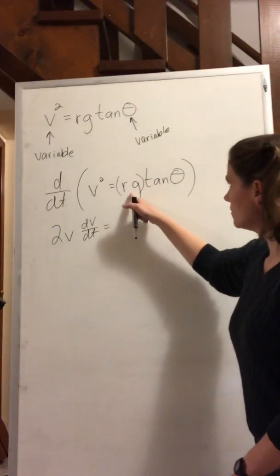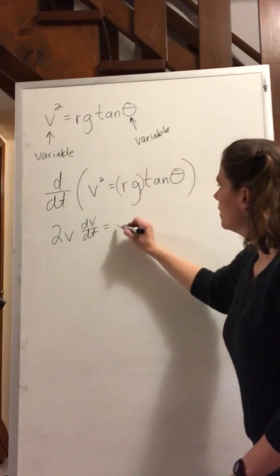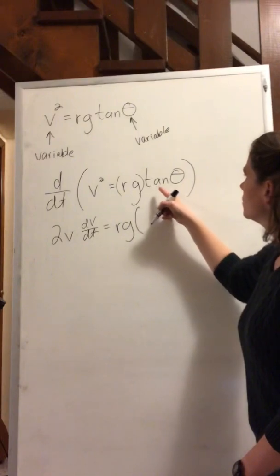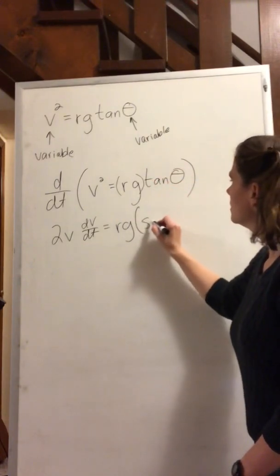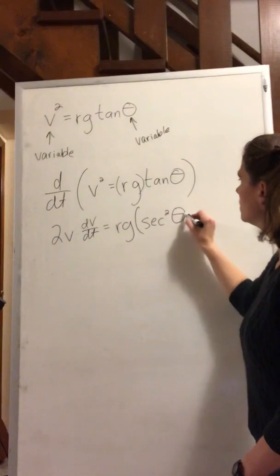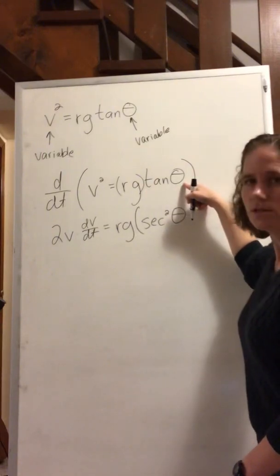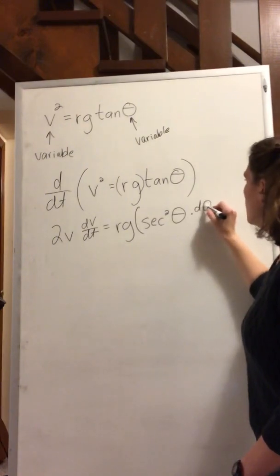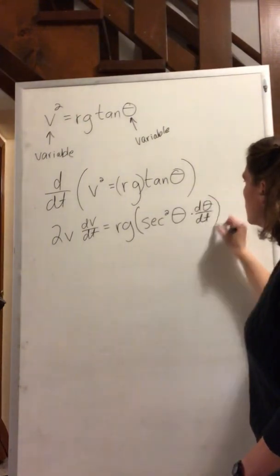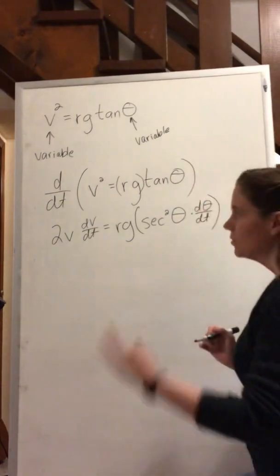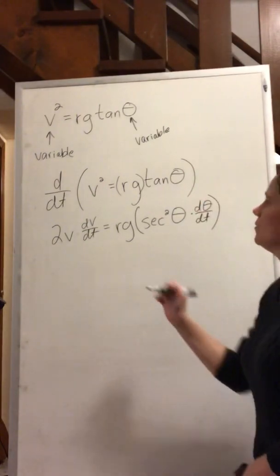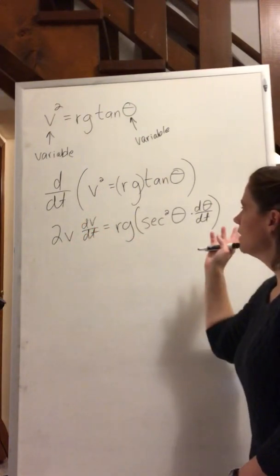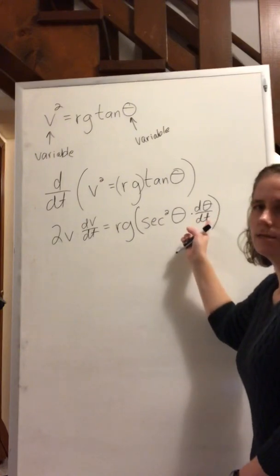So this is going to stay out here, so we're going to have Rg times this derivative. The derivative of tangent of theta is going to be secant squared theta. And then we've got this inside function of the angle depending on time, so that's going to be times d theta over dt. And so we have two questions that we're answering in here. One of them is, what is the relation between dv dt and all of this stuff? And what is the relationship between d theta dt and all of this stuff?